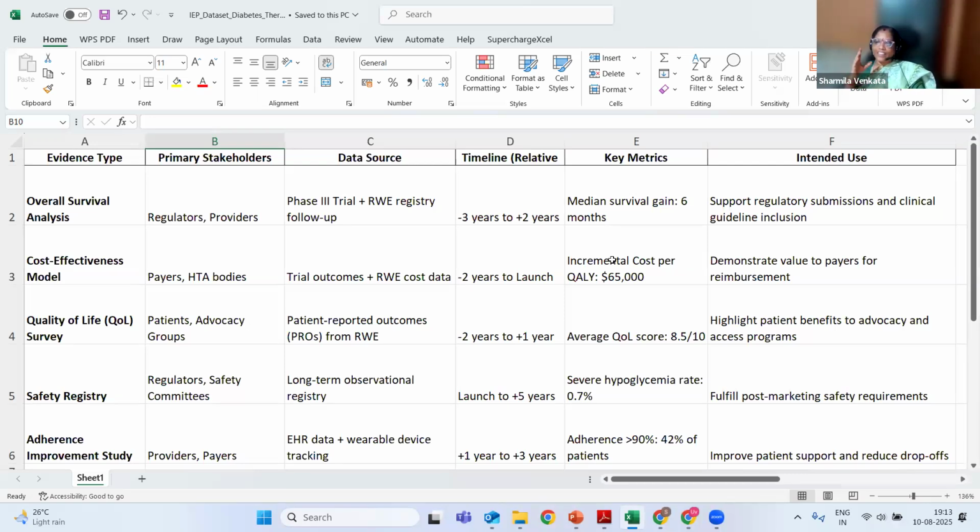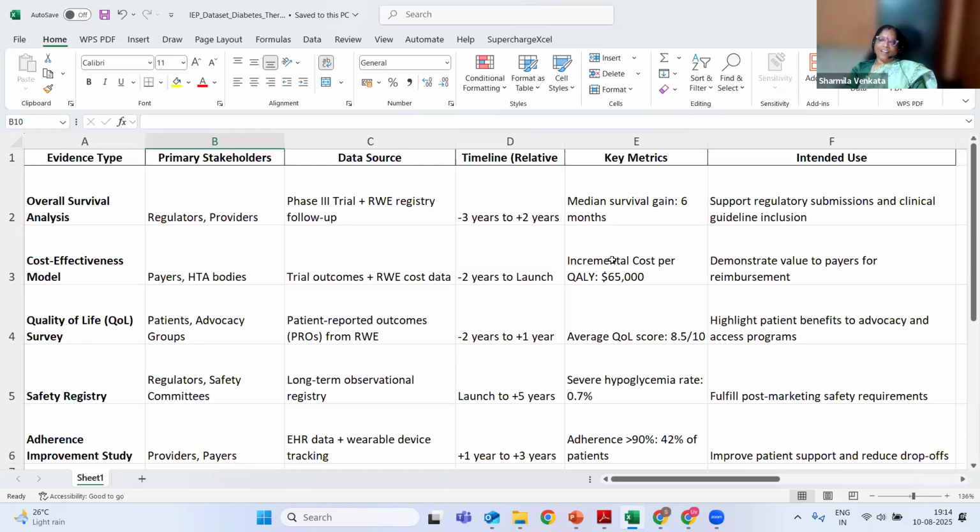First one, what we have seen: evidence generation doesn't stop at approval. It's a continuous process throughout the product life cycle. Next one is stakeholder need. It dictates the data we collect. So knowing what each group values ensures our evidence has maximum impact. And the last one is that integration and early planning maximize value. Aligning clinical trials, RWE, and stakeholder practice leads to faster, better adoption of therapies.